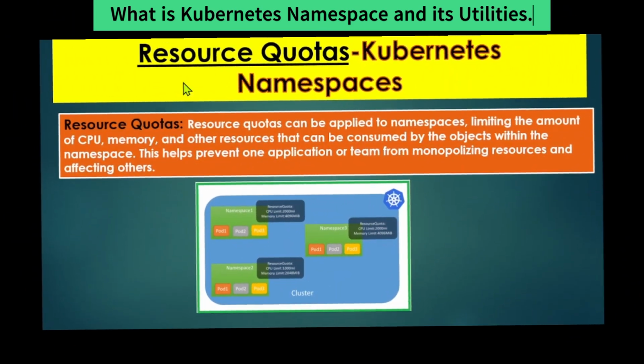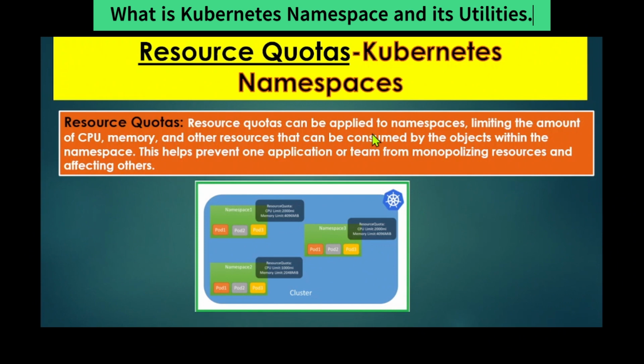Resource quotas: resource quotas can be applied to namespaces, limiting the amount of CPU, memory, and other resources that can be consumed by the objects within the namespace. This helps prevent one application or team from monopolizing resources and affecting others.